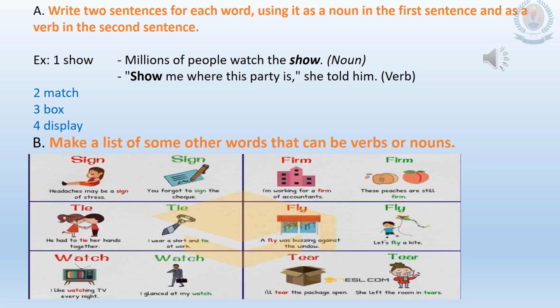B. Make a list of some other words that can be verbs or nouns. So you have to make a list of words that can be verbs or nouns. Here I have given you 6 words that can be verbs or nouns, with sentences.